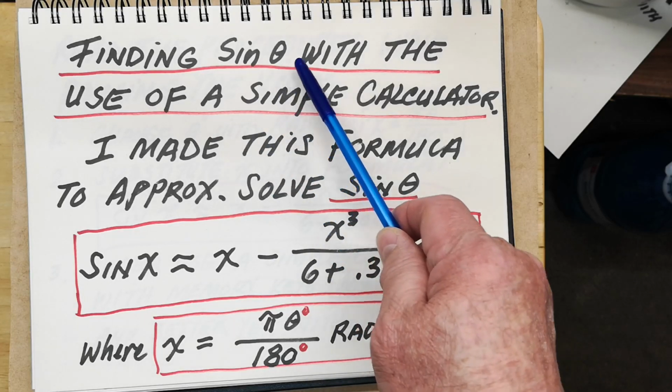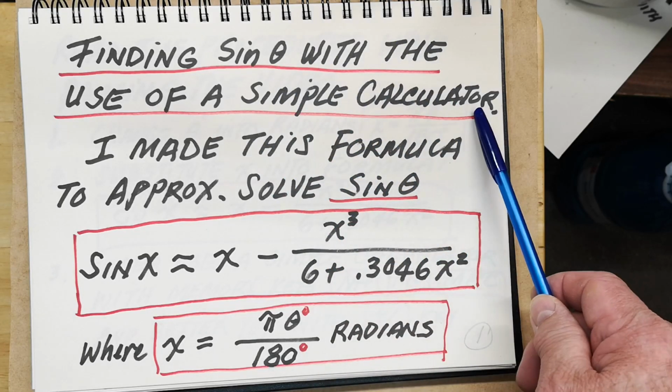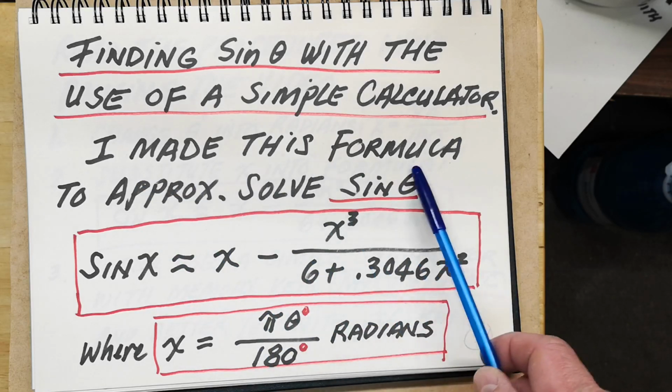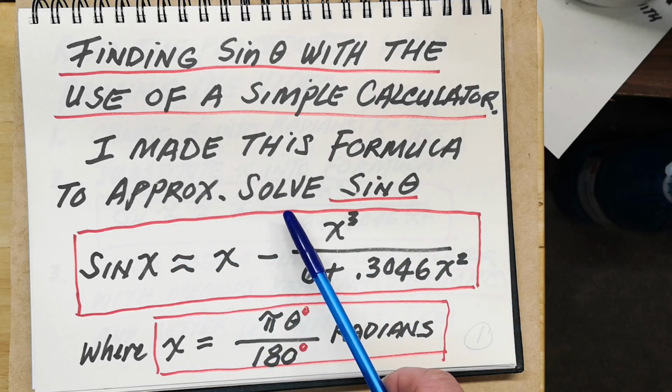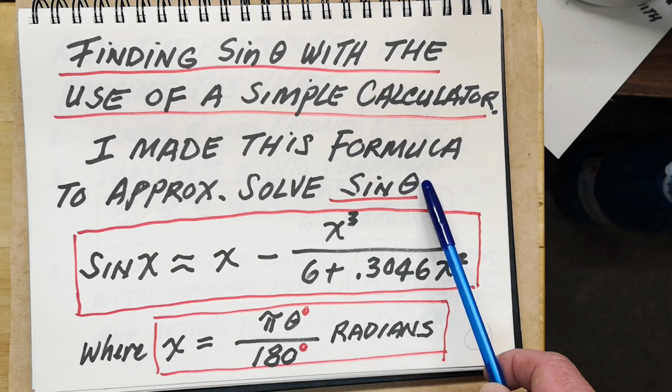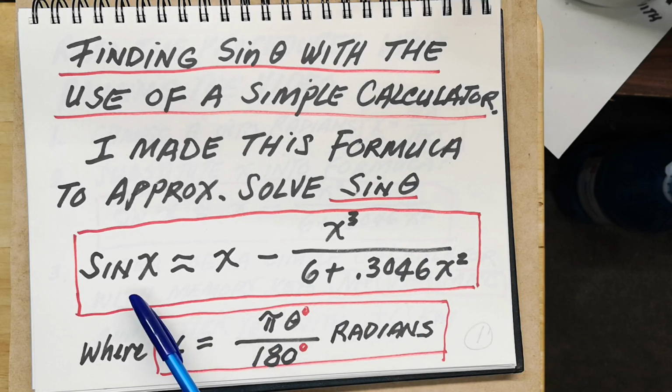Finding sine theta with the use of a simple calculator. I made this formula to approximate and solve for the sine of theta, in which sine x is approximately equal to x minus x cubed over 6 plus 0.3046 x squared, where x is equal to pi theta divided by 180 degrees, and that will be a radian.